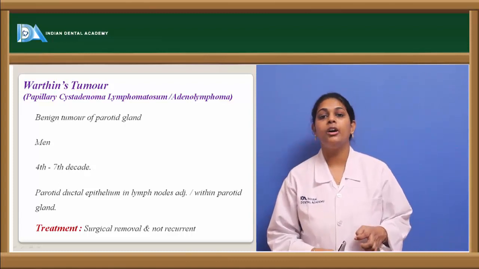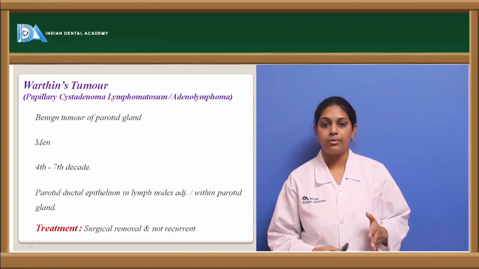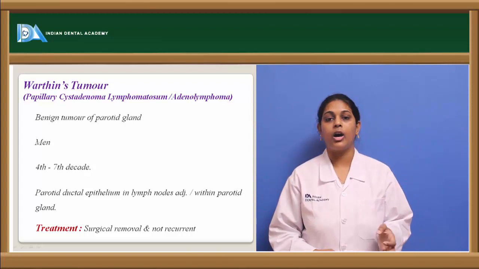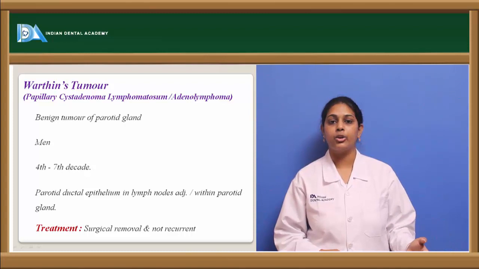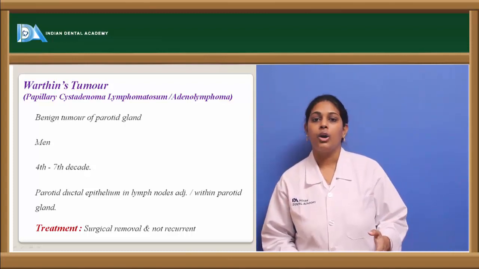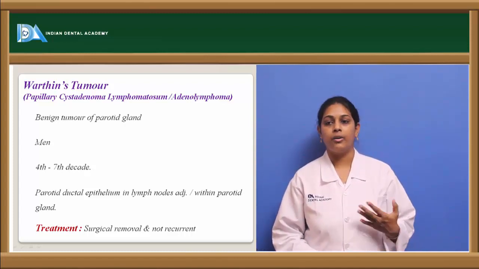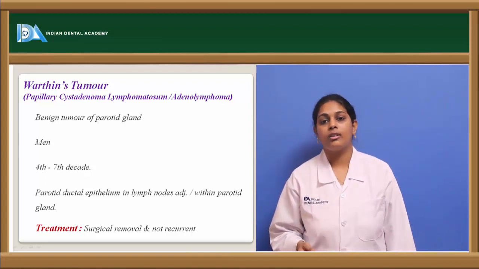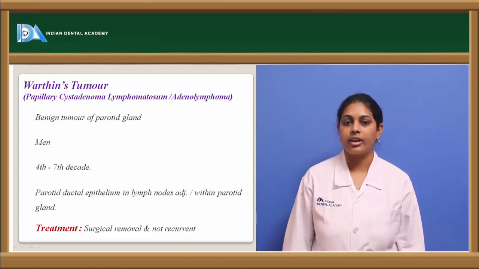It is a benign tumor, most commonly seen involving the parotid gland, and it is one of the exceptional tumors which occurs more commonly in men when compared to females. Other than that, all of these salivary gland tumors, whether malignant or benign, are most commonly seen involving females, and the exact reason why females are most commonly involved has not yet been proved. Warthin's tumor is seen most commonly in men in the age group of the 4th to 7th decade of life.